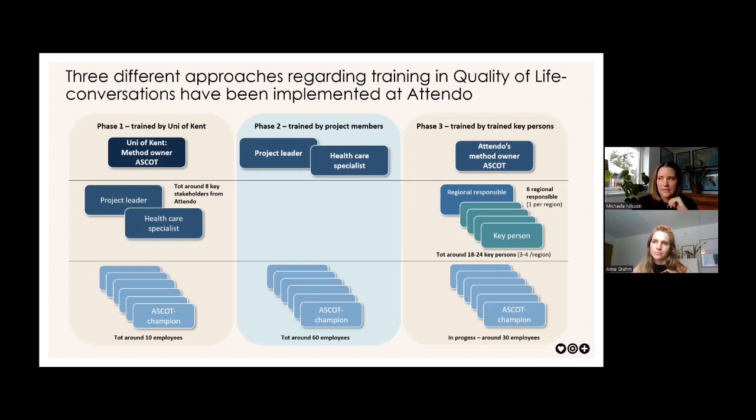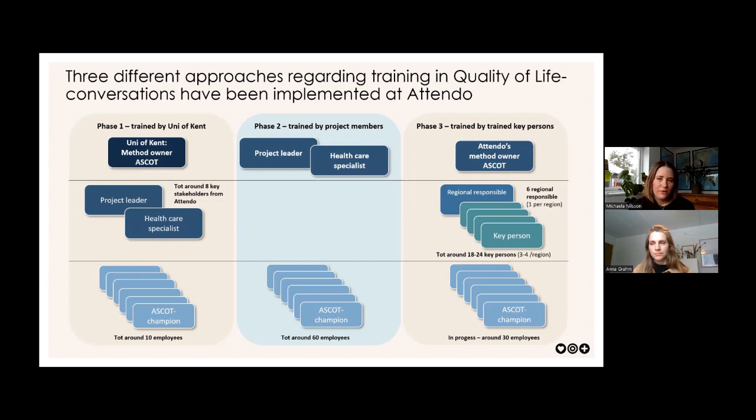And in this second phase, given the feedback from the first phase, we simplified parts, included more examples, and this time we had experience from the pilot. We could use real care plans as examples and share experiences from the pilot to make it more alive and more something that our employees could grasp and put into their context. And in this phase, it was me and Lena, who's also in the meeting. We traveled around Sweden and educated the ASCOT champions.